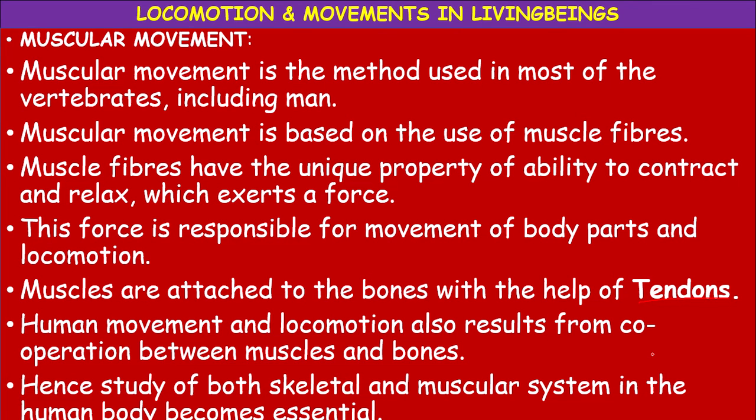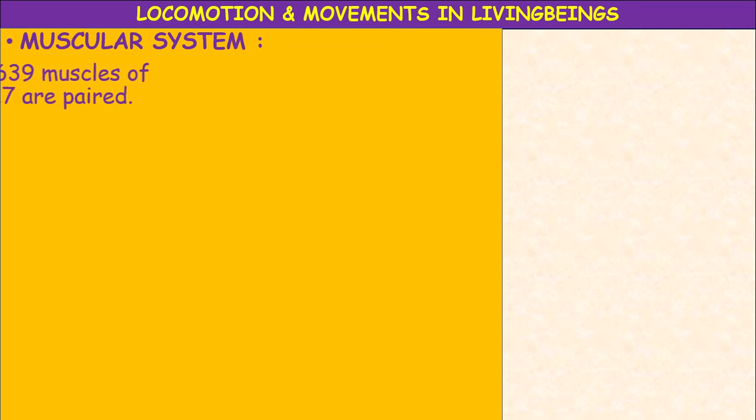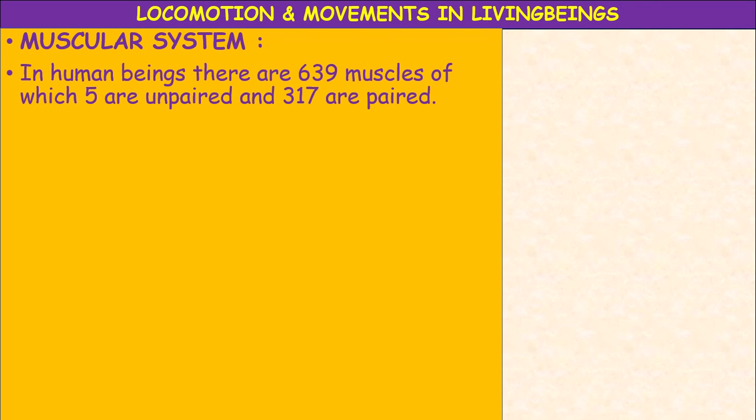Hence the study of both the skeletal and muscular systems in the body becomes essential to understand locomotion and movement. If you study the muscular system further, in the skeletal system 206 bones are present, but in the muscular system of human beings, there are 639 muscles.